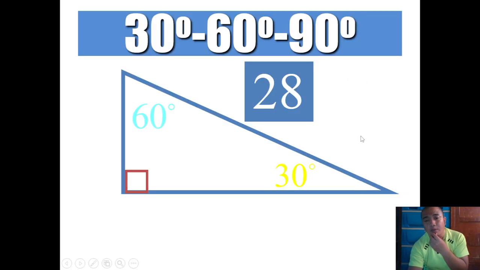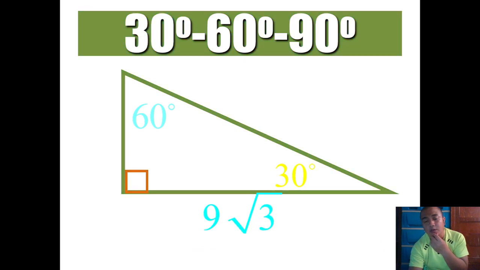Now, if this hypotenuse is 28, what is the length of the shorter leg? Divide this by 2, 14. And the length of the longer leg is 14 square root of 3. Right? Easy lang. Now, the length of the longer leg opposite 60 degrees is 9 square root of 3. Of course, this is 9, that is 18.